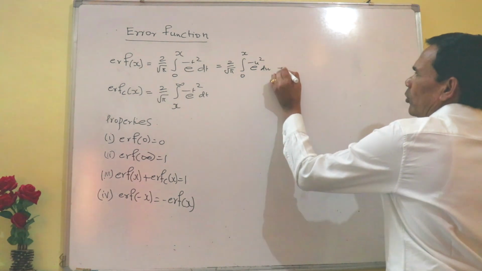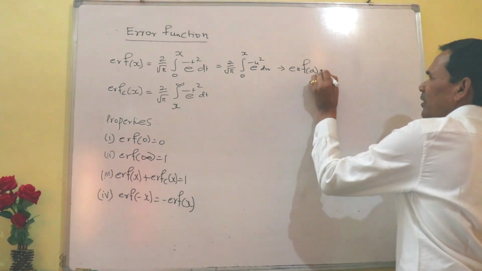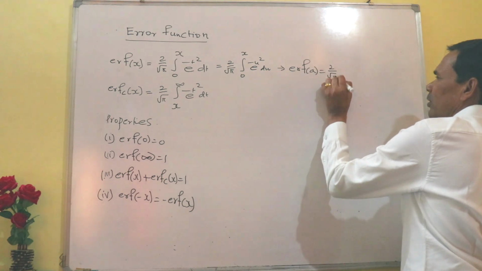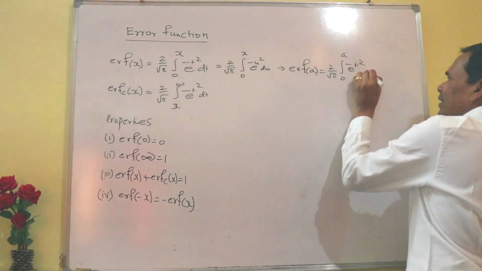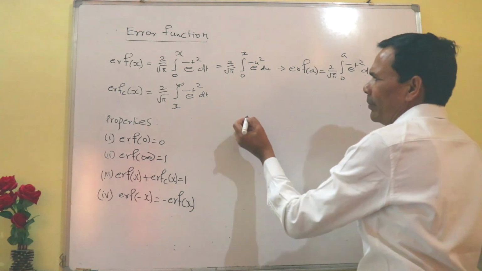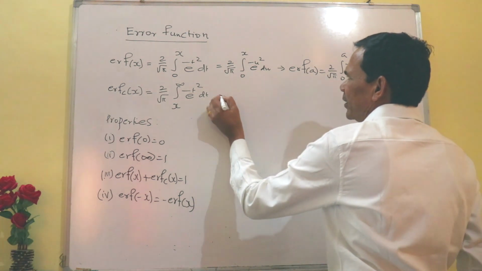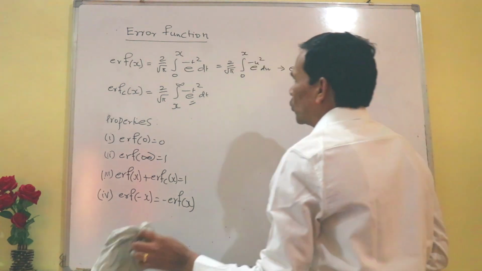Similarly, if you would like to write the error function of a, it would be 2 upon root pi integral 0 to a e raised to minus t square dt, and so on. Similarly, for the complement also, the same thing holds. If you change the variable, it is e raised to minus u square, e raised to minus y square, and so on.